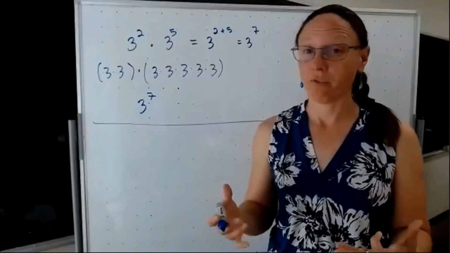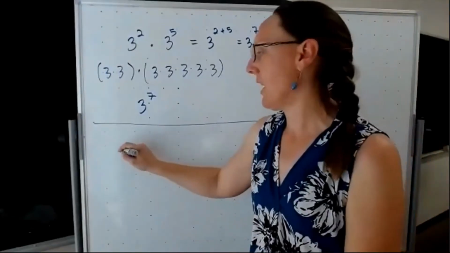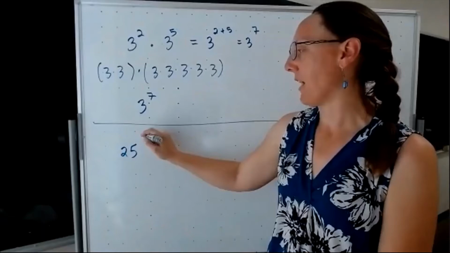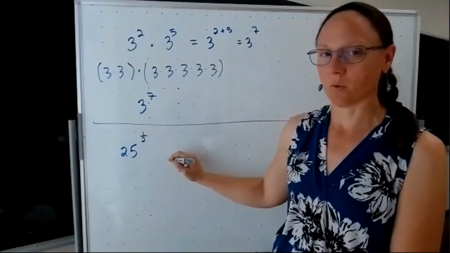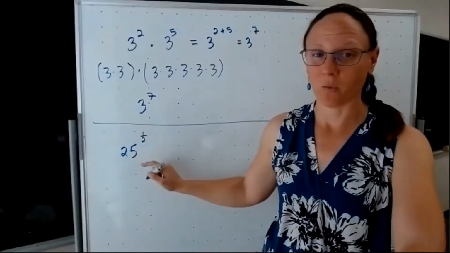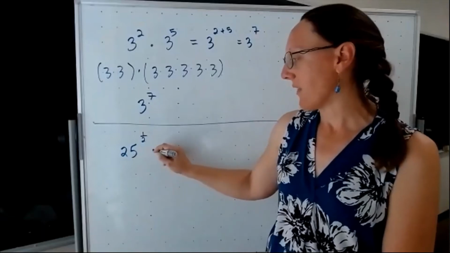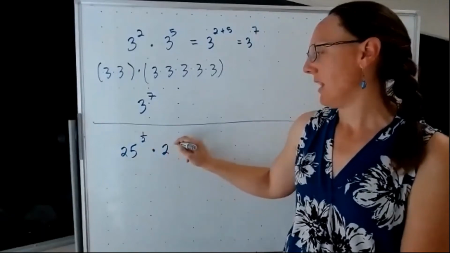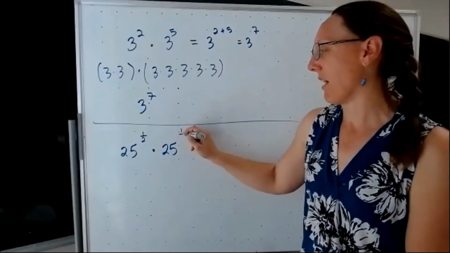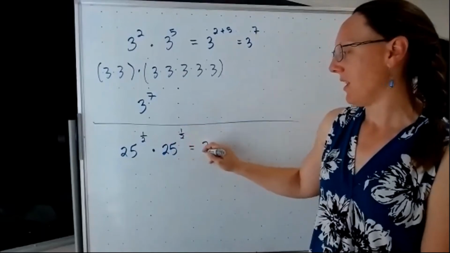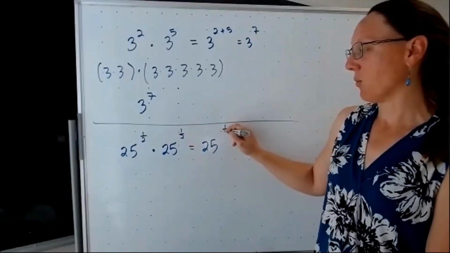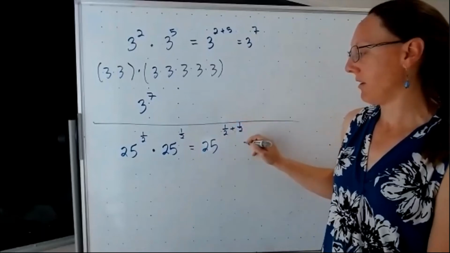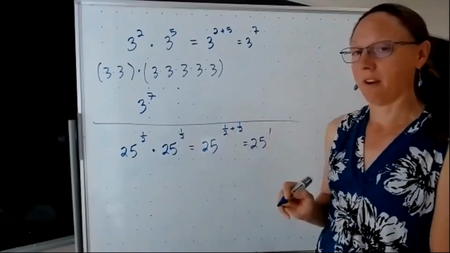So let's say, just for funsies, I wanted to know what 25 to the 1/2 power was equal to, and I didn't know what it was. Well, using the additive law of exponents, if I multiplied by another 25 to the 1/2 power, then that would be 25 to the 1/2 plus 1/2, which is 25 to the 1.